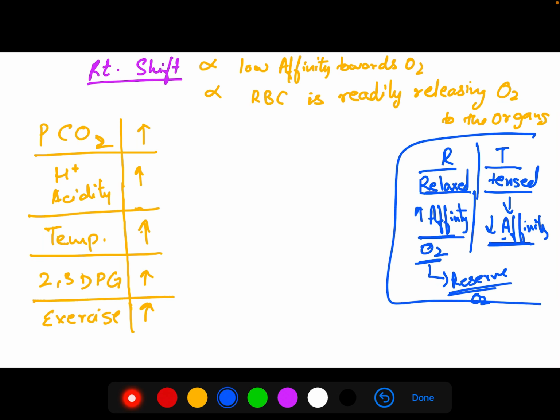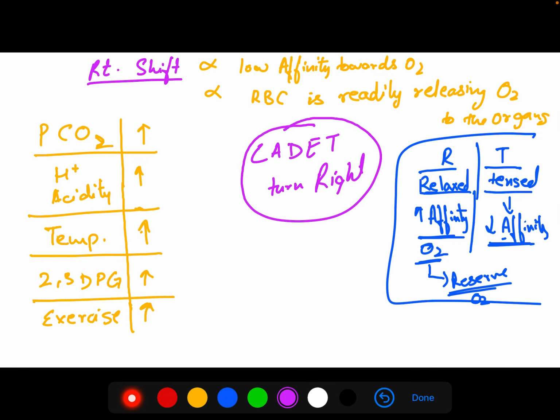There is a mnemonic to remember all these factors. I'll just jot that down here also. That will be CADET, turn right. So this is the mnemonic: C for CO2, A for acidity, D for 2,3 DPG, E for exercise, and T for temperature. And all of these factors, whenever they increase, the curve will shift towards right. If you are a fan of mnemonics, you can remember this CADET turn right mnemonic.